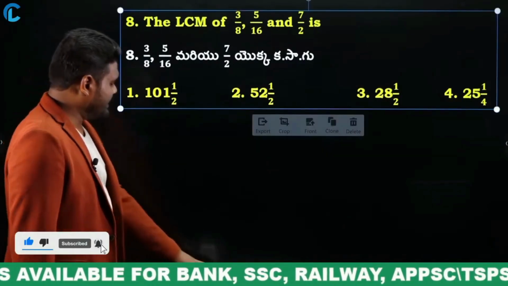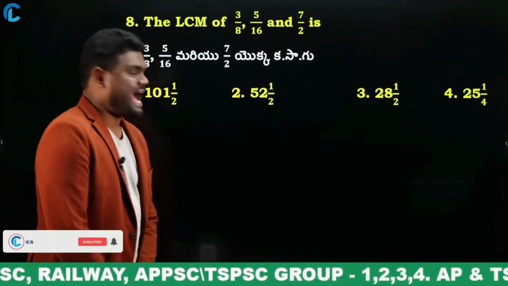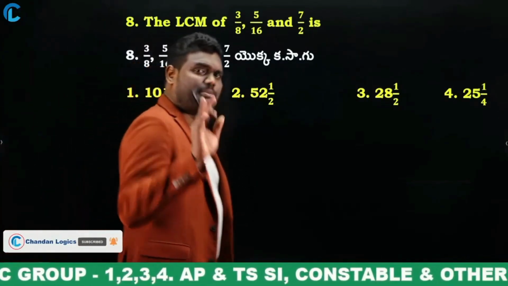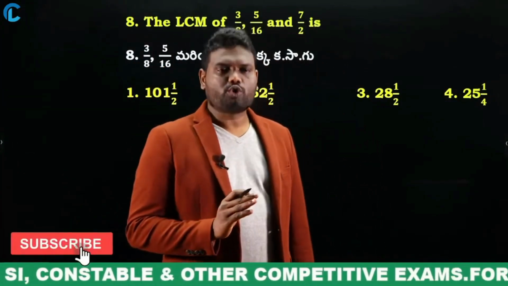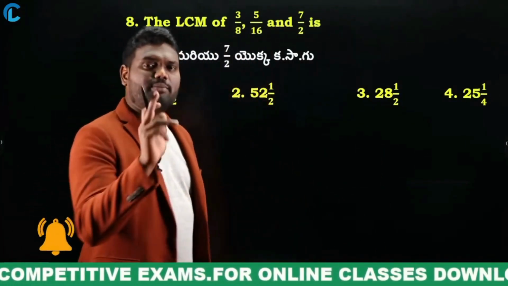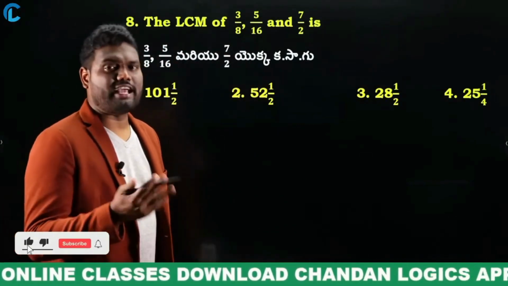Observe here: LCM of 3 by 8, 5 by 16 and 7 by 2. Observe carefully, in the examination you will get fractions also. How to calculate LCM for fractions? You need to know that. And similarly, you need to know how to calculate HCF for fractions also. I am going to explain both of them.